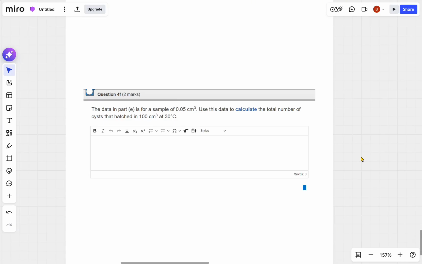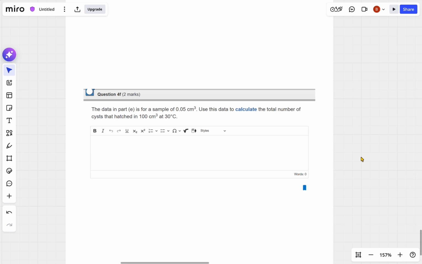Now we have question 4F with us, so let's read it for our reference. It's the first numerical question in a very long time, so I think we'll have fun with this one. The data in part E is for a sample of 0.05 centimeter cube of water. Use this data to calculate the total number of cysts that hatched in 100 centimeter cube at 30 degrees Celsius. So, this is a really simple question. We have to just find out how many cysts will hatch in 100 centimeter cube.